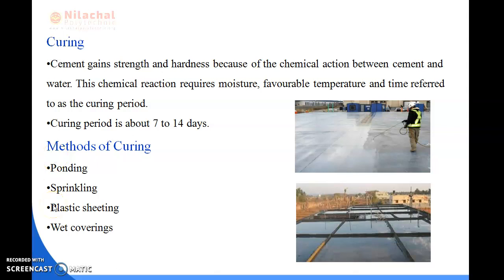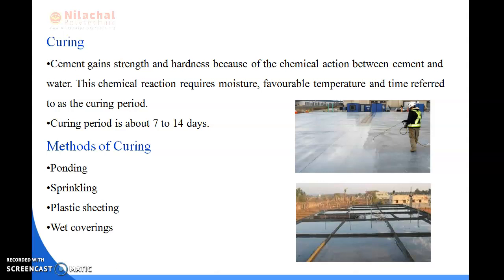And what is the period of curing? As I have told, the curing period is about 7 to 14 days. So we can say that the curing period of any cement is 7 to 14 days. This is the curing period, and the main objective of curing is that it protects the concrete from the sun and wind.